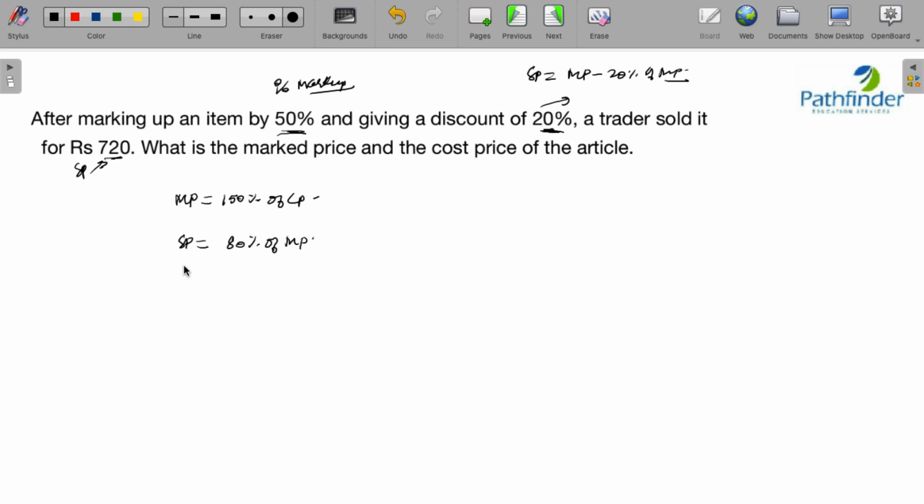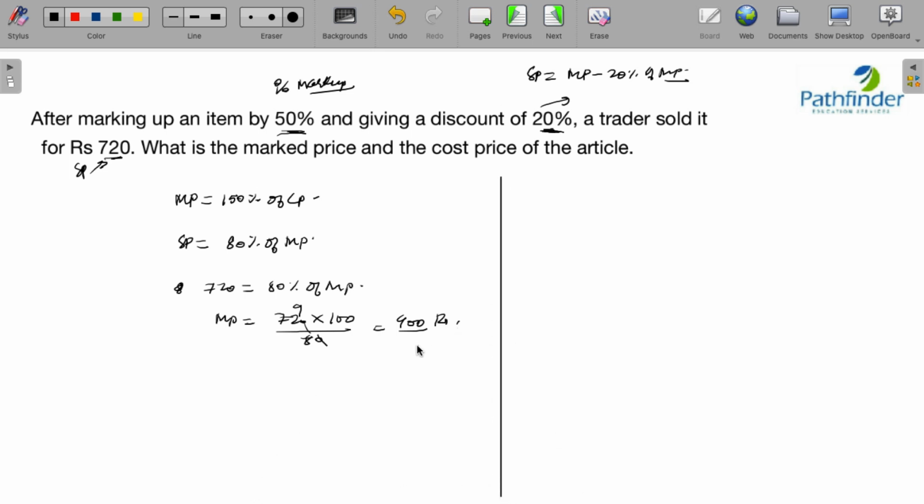Now selling price is given to you, so what do you do? You write 720 as the selling price, which is 80% of the marked price. So marked price is 720 into 100 upon 80. So you get the marked price as 900 rupees.